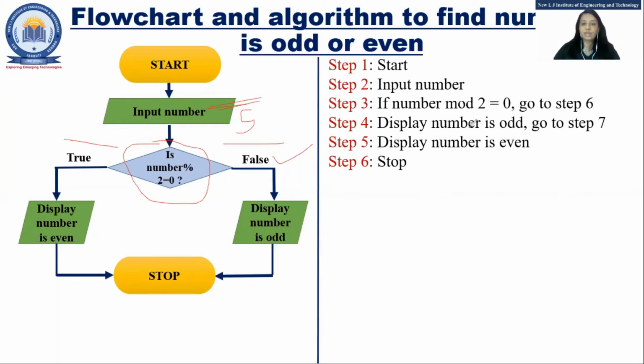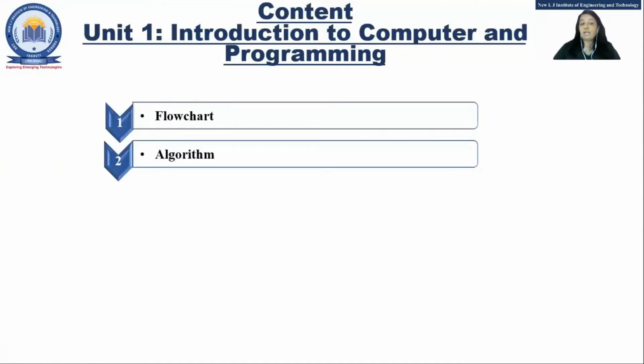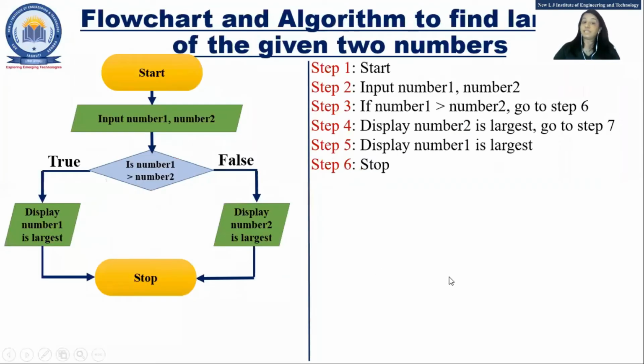Now, in this way, you can do this. Okay, any doubt? This is called decision making. For that, the diamond will be used. Now, next is a flowchart and algorithm. In that one, we will see how to find out the largest number from two numbers. Largest number from two numbers.